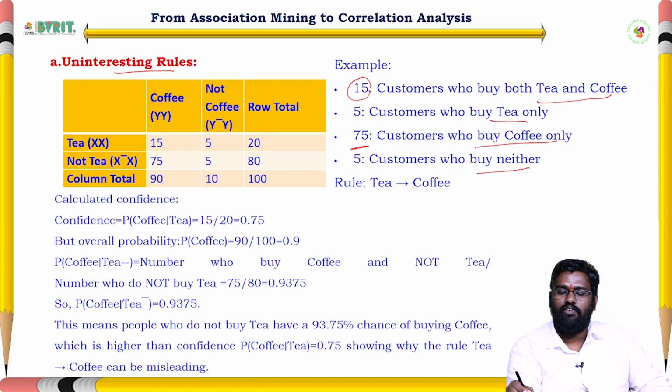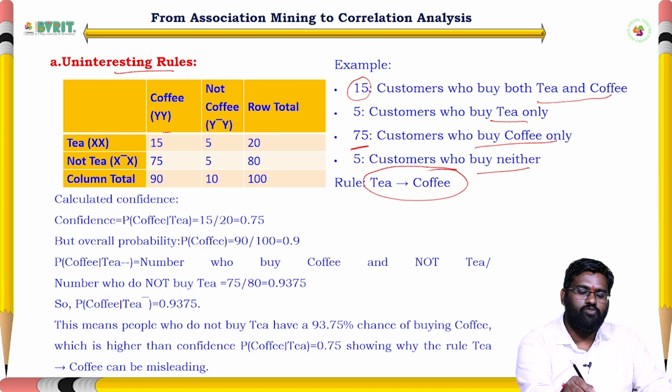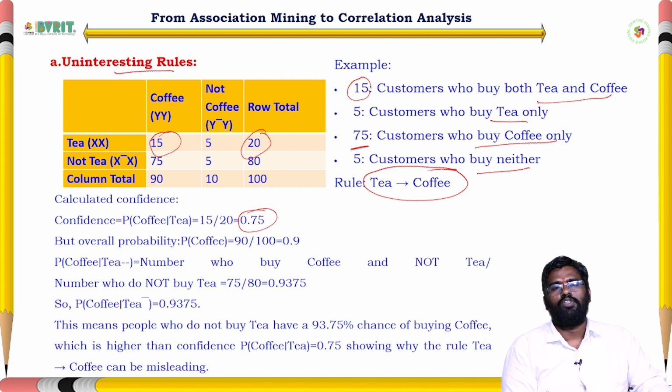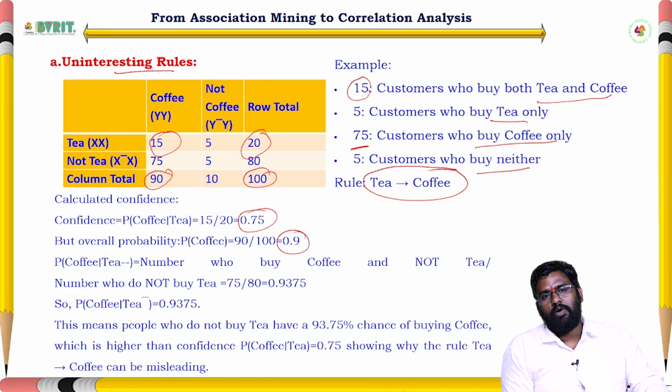Based on this, our rule is tea to coffee. Based on this, we need to find out the confidence. Confidence means the probability of coffee with respect to tea. So 15 divided by the row total 20, 15 by 20, that is 75%. But the overall probability for coffee is 90 divided by total value 100, so that is 0.9. This is for the probability of coffee with respect to tea. Now similarly, I want to purchase.